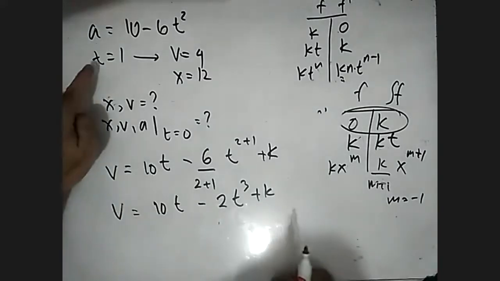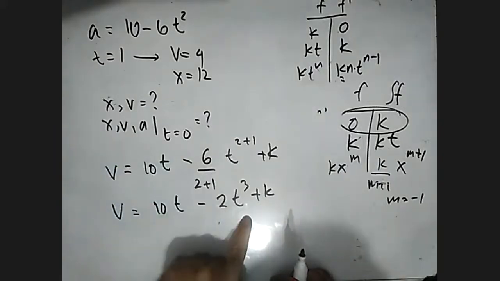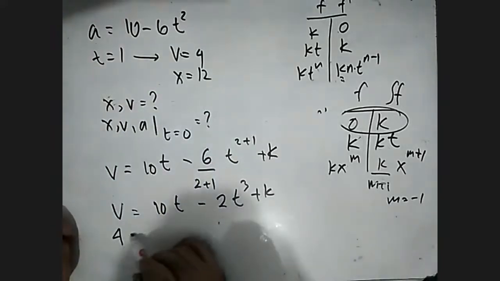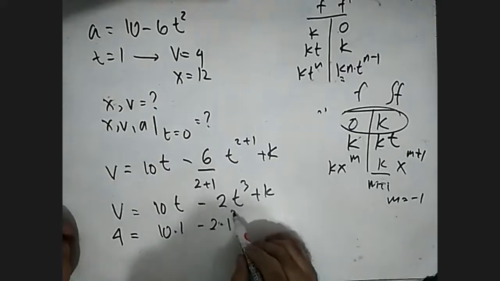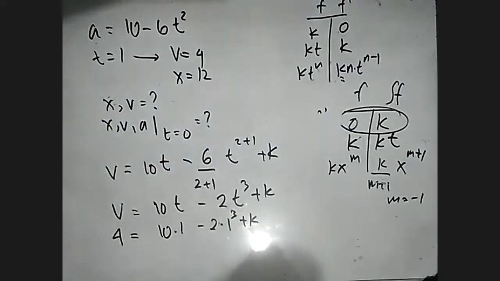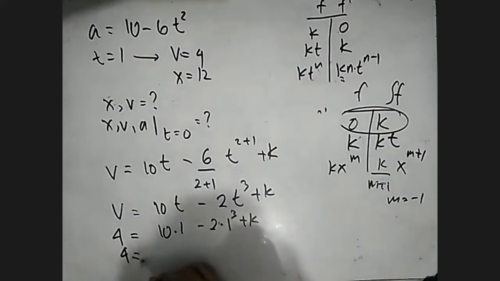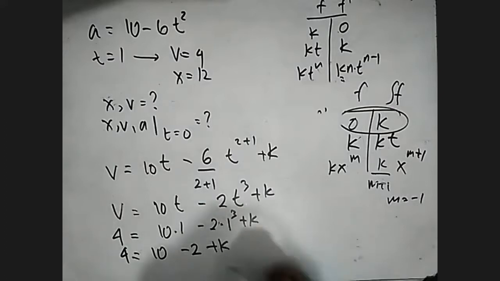Now let's see here. When t is 1, we're going to change this t here with 1. V is 4. We're going to change v here with 4. So 4 is 10 times 1 minus 2 times 1 cubed plus k. This equation, let us find k. So 4 is 10 minus 2 plus k. K is going to be negative 4.